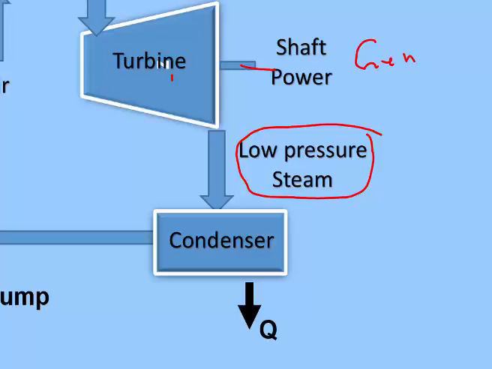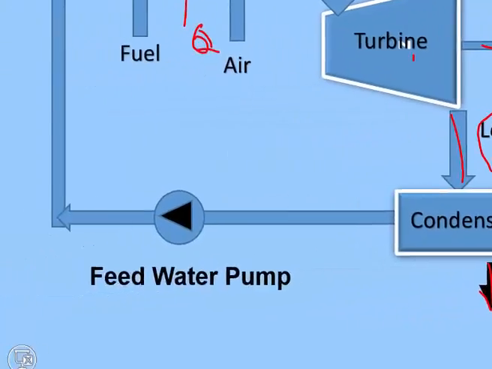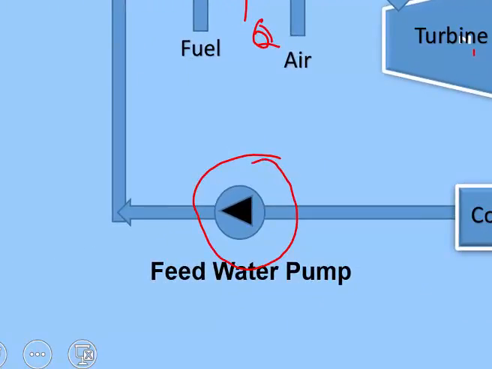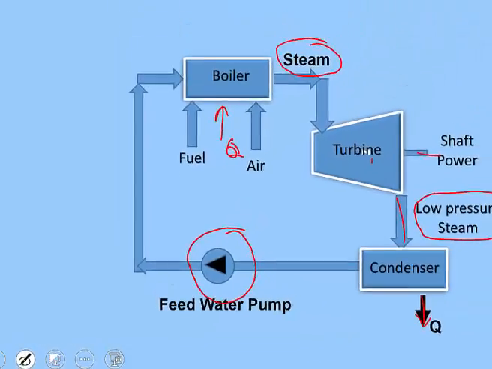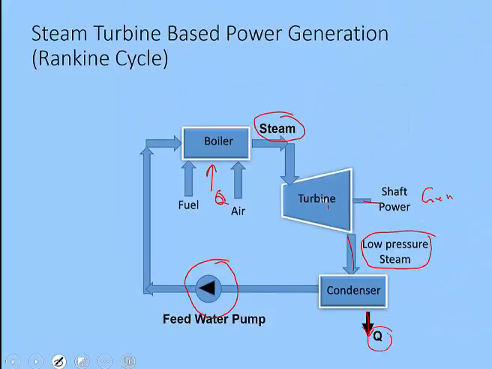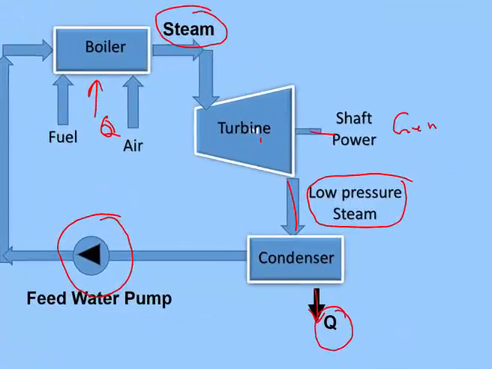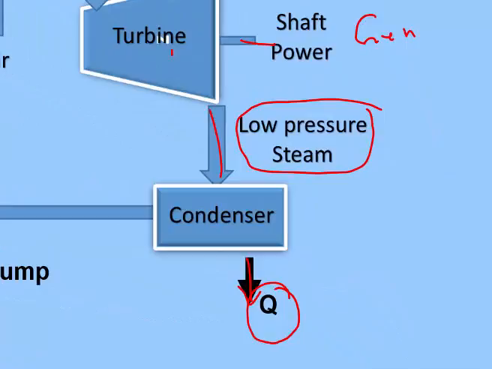So this volume, being very high still, is condensed into water, and heat is actually rejected here or transferred to cooling water, and the clean water goes back to the feed water pump. It takes less energy to pump the water compared to the low pressure steam. That is the reason that, even though we dump or reject this heat, the cycle still has viability. So that's how the steam-based power generation occurs.